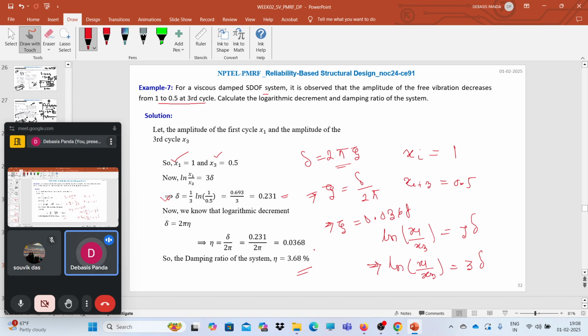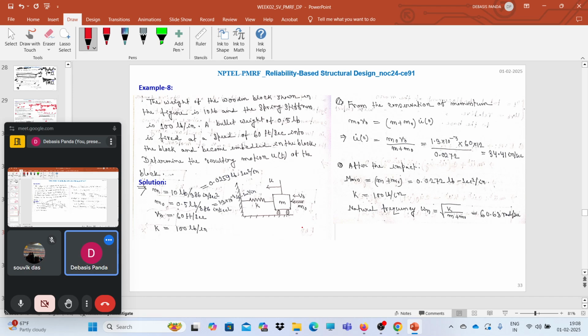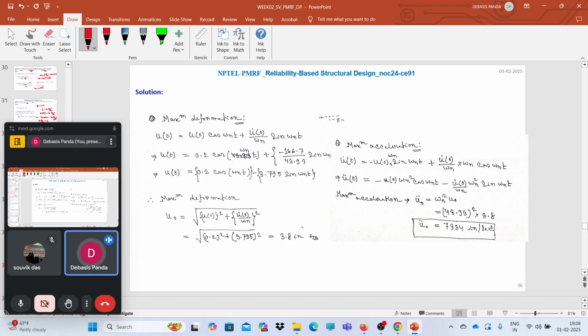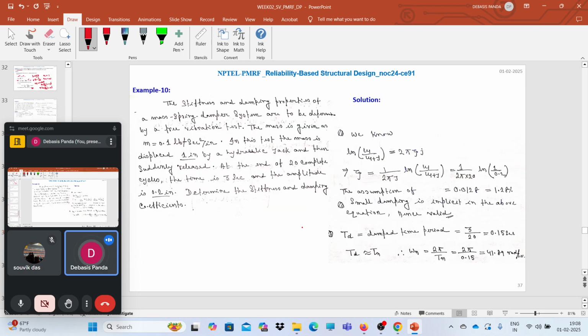So we have calculated the logarithmic decrement. The logarithmic decrement first comes as this, and the damping ratio comes as this, right? So now let's quickly solve a few more examples and we will close this. So for the damping purpose, here we have a few more examples, like the stiffness and damping properties.